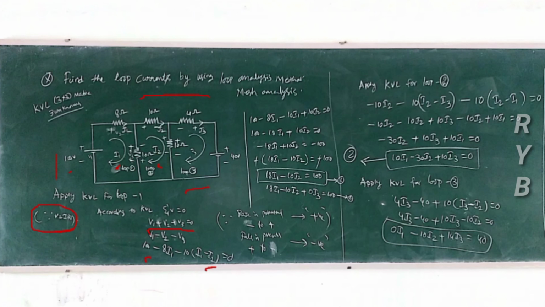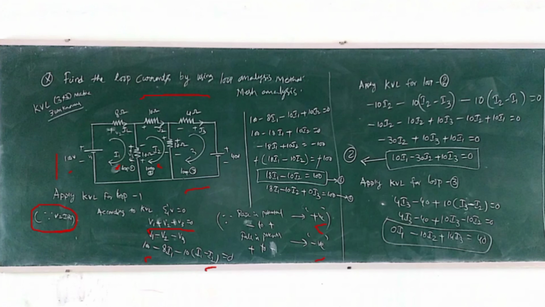when you apply KVL for loop 2, we get this equation. From this, this is equation 1. After solving this, 100 minus 8 I1 minus 10 I1 and so on, we solve this equation and finally we get equation 1. Now, the key points: a rise in potential we assume positive, and a fall in potential negative.